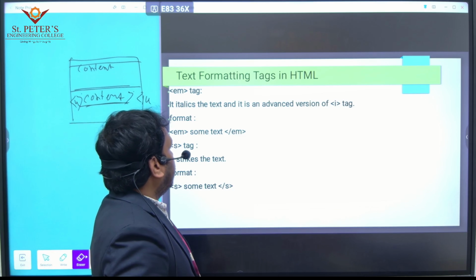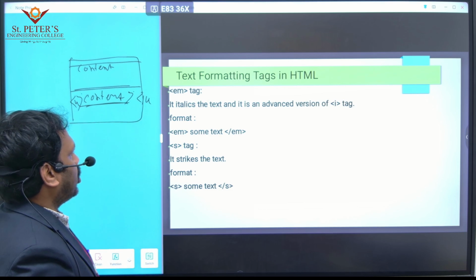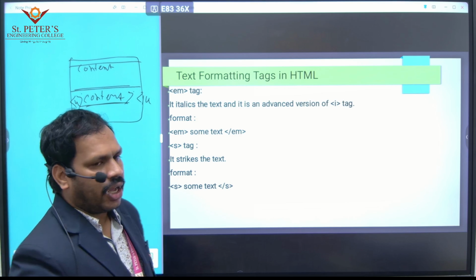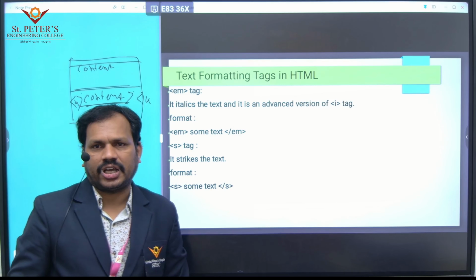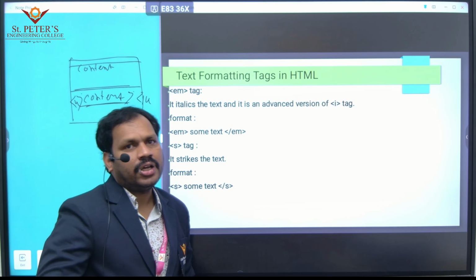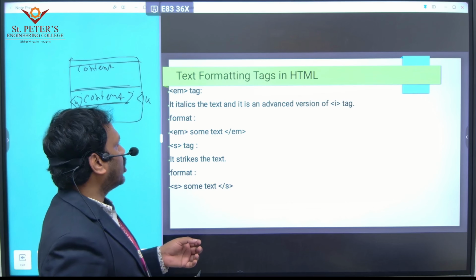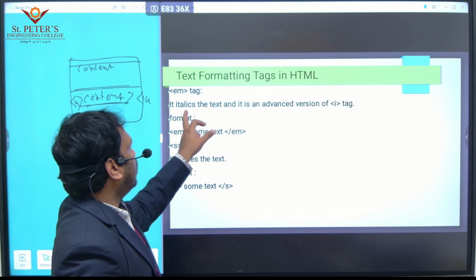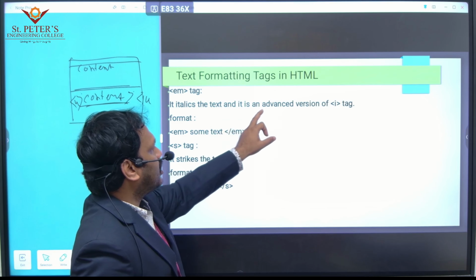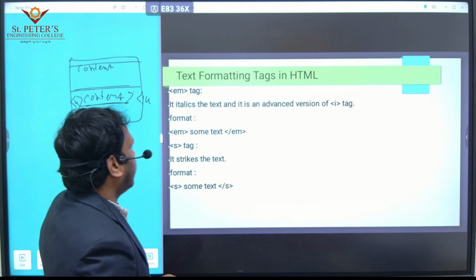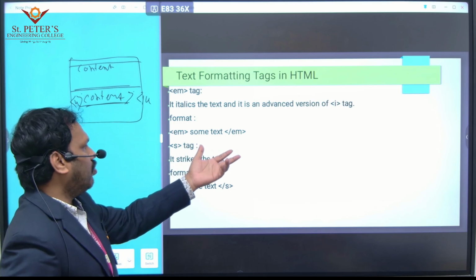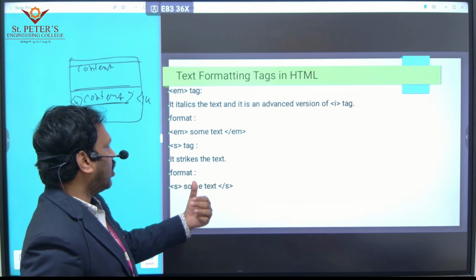Next, the em tag, that is the emphasis tag, is the advanced version of the italic tag, where it highlights the italic words. It italicizes the text, and it is an advanced version of the I tag. The em tag is the new version of the thing.